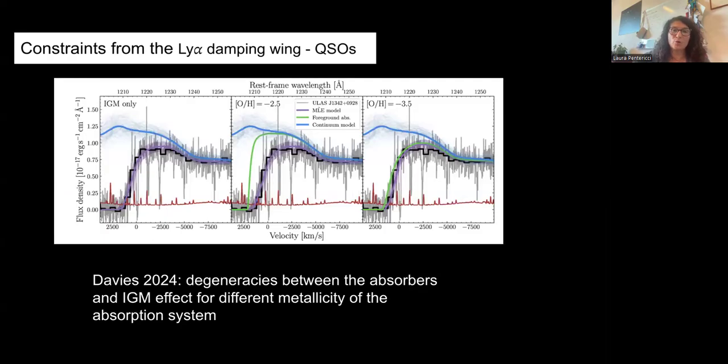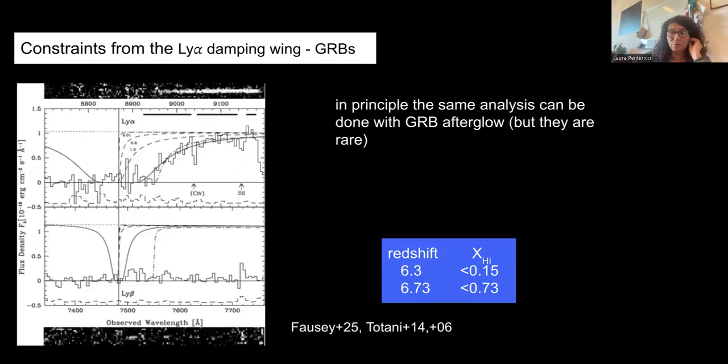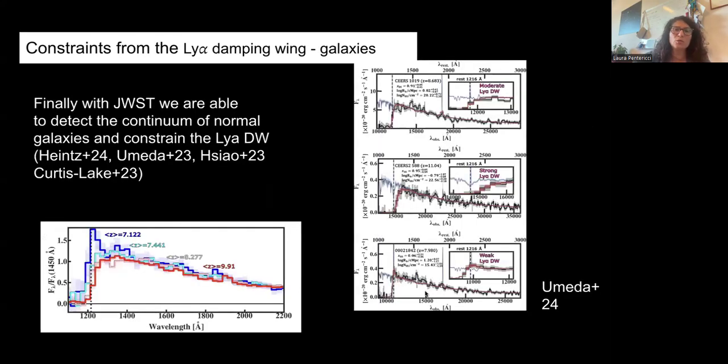Again, this is a plot showing the degeneracies that you have to take into account between the intergalactic medium effect and the absorbers contained in the galaxies themselves. This type of study is also possible with GRB afterglows, because these are very bright sources. So you can study the damping wing in these GRBs, and this was done in GRBs at redshift 6.3 and 6.73. And now finally with JWST, we can do this on galaxies.